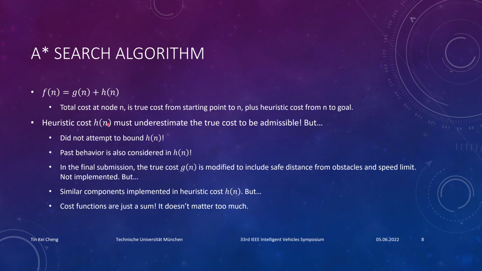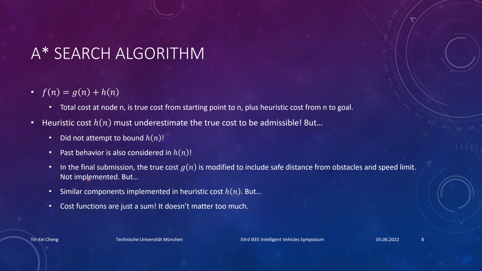But in my implementation, I did not bound this. And I also consider some past behavior in my heuristic function. So for example, in the cost function we have acceleration and jerk, but I also have these kinds of things implemented in the heuristic as well that account for previous behaviors. It is not correct in this case, technically, but it still works. I will explain, I will guess why, in the end.